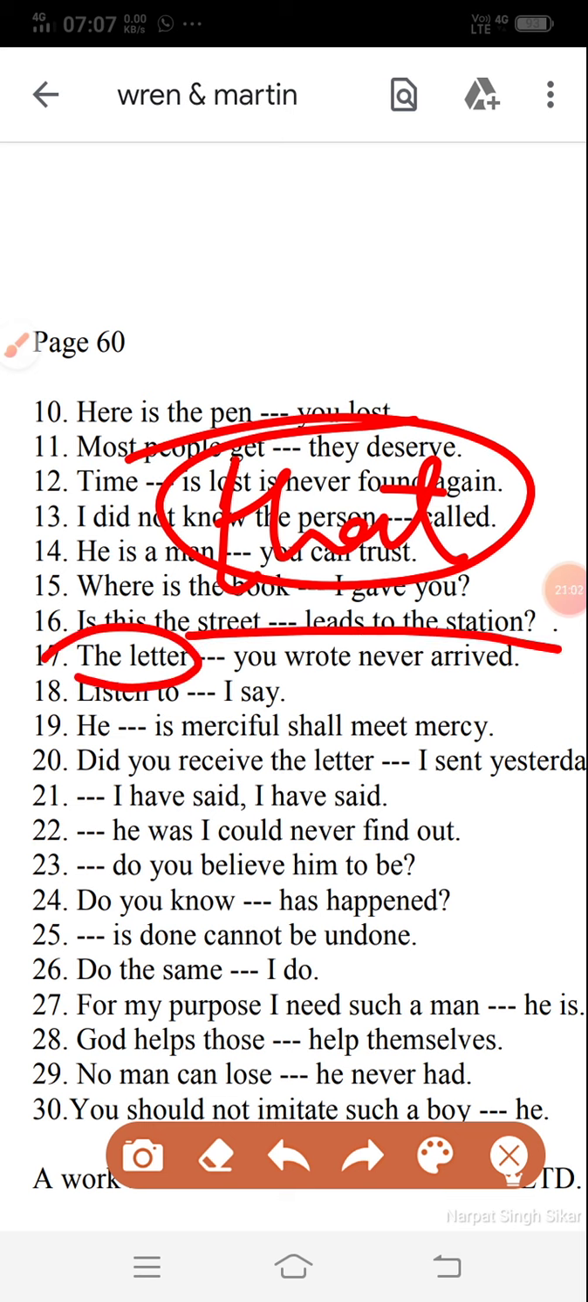The letter you wrote never arrived. Who, whose, whom और what आ नहीं सकते. लेटर ह्यूमन बीइंग नहीं है. आएगा क्या? what आ सकता है? नहीं आएगा. क्यों? क्योंकि what के पहले क्या चाहिए? हमें verb चाहिए. तो आएगा क्या? which और that में से. So the letter which you wrote never arrived.